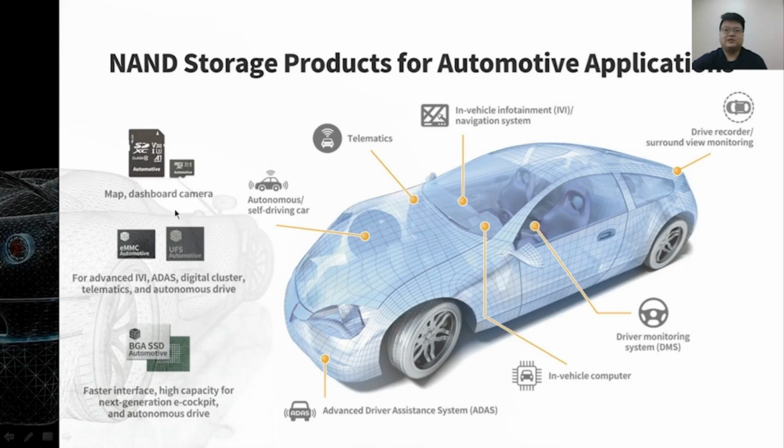The SD card only has low speed and low densities, but it is easier to insert or remove, so it can be supported on map and dashboard cameras. For eMMC and UFS, we provide better performance and capacities for basic functions in the automotive field, such as IVI and cluster. For the applications that need faster performance and high capacities, we offer PCIe BGA SSD for the ADAS and autonomous drive.